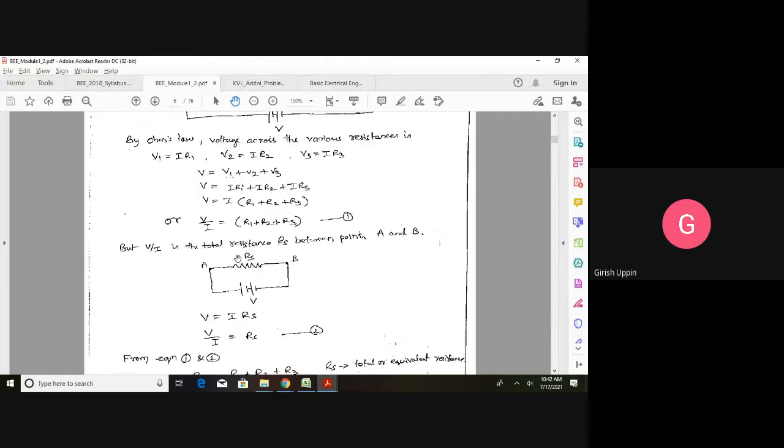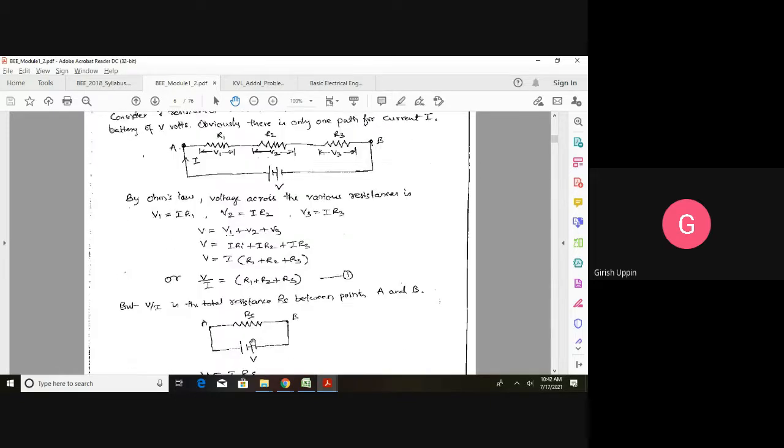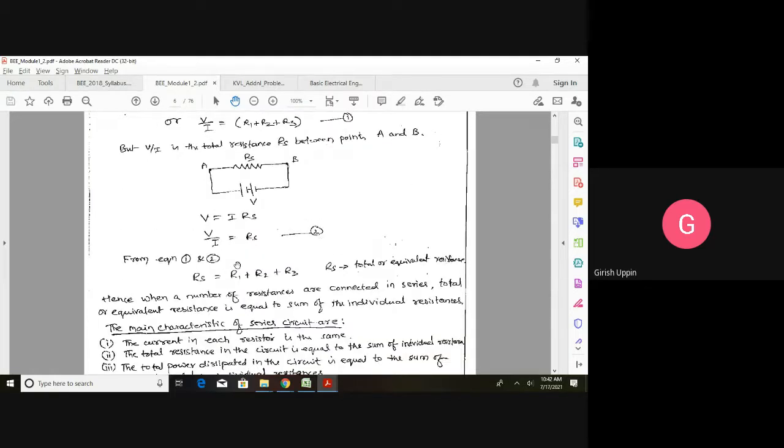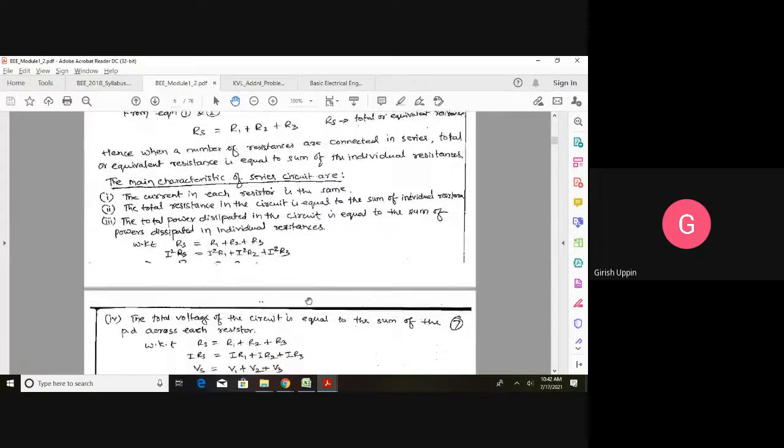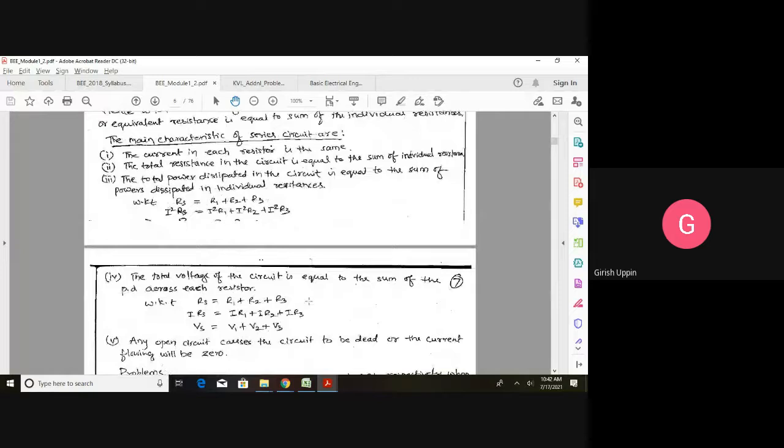Okay, so in this circuit, I can apply Ohm's law. V is equal to I into Rs. V by I is equal to Rs. Now, from these two equations, equation 1 and equation 2, we can say V by I is equal to Rs is equal to R1 plus R2 plus R3. Meaning, if resistors are connected in series, then the equivalent resistance of that combination is the sum of all the resistances. These are the main characteristics of a series circuit.